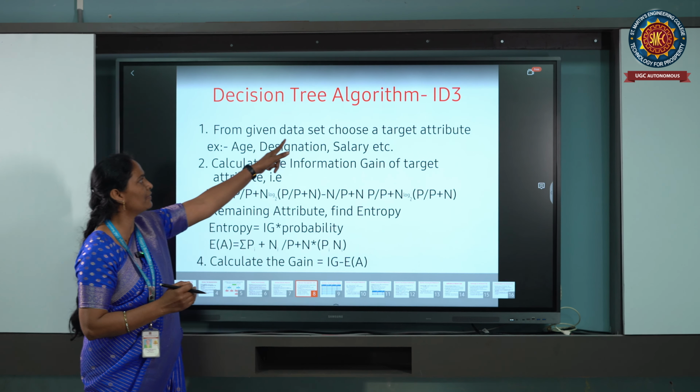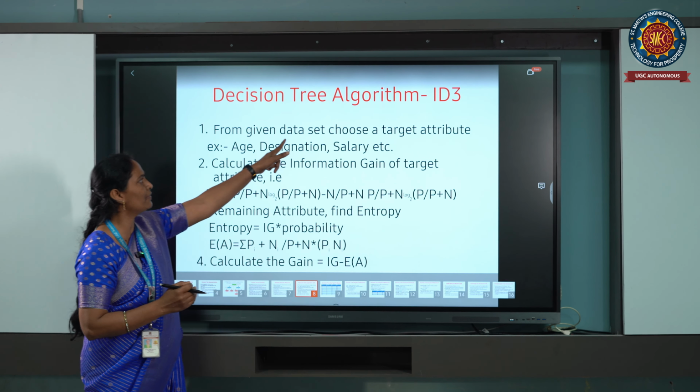Next, in the second step, we calculate the information gain for the target attribute. From the given attributes, meaning the given data set, we first identify the target, then we calculate the information gain for the target attribute, and for the remaining we calculate the entropy. We will see that in detail. So first of all, in the second step, we are using information gain.